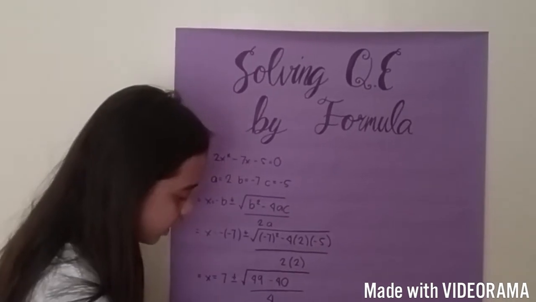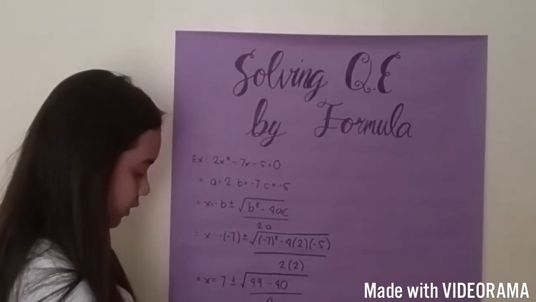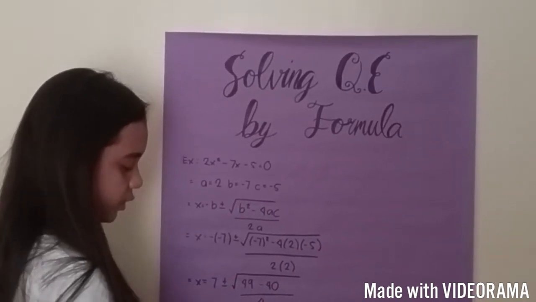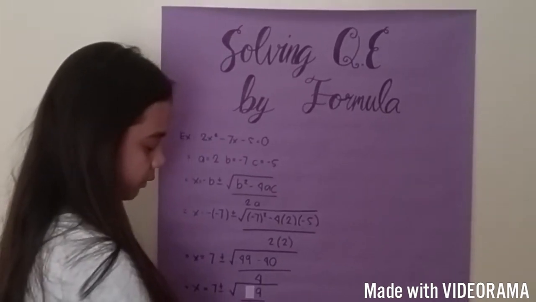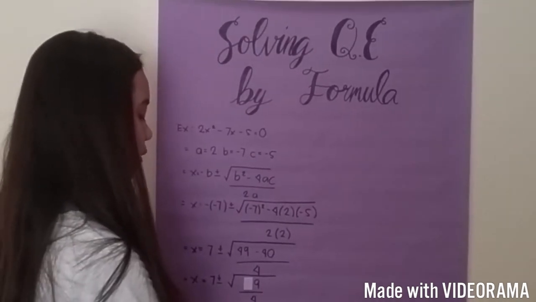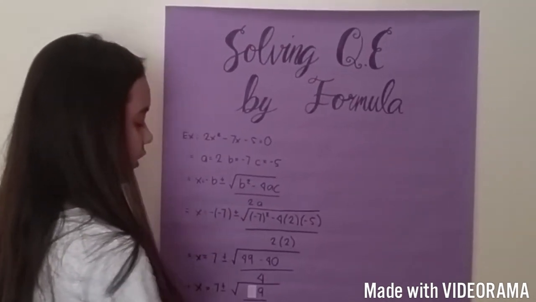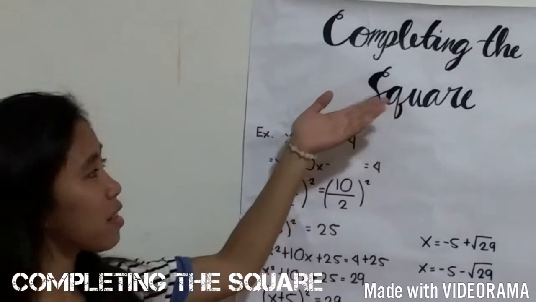So 7 plus 3 equals 10, and 10 over 4 simplifies to x equals 5 over 2. The other one turns into x equals negative 4 over 4, which simplifies to x equals negative 1. That's all.